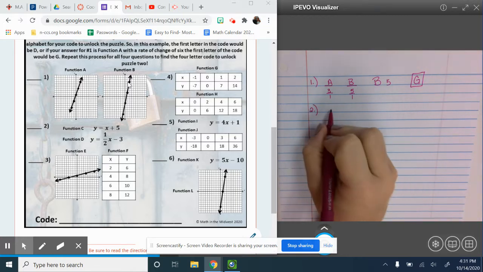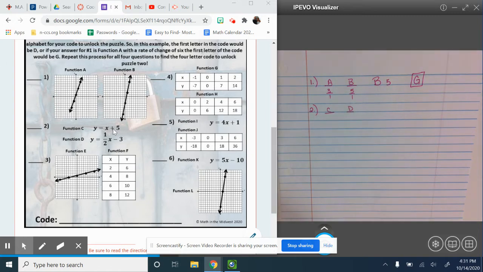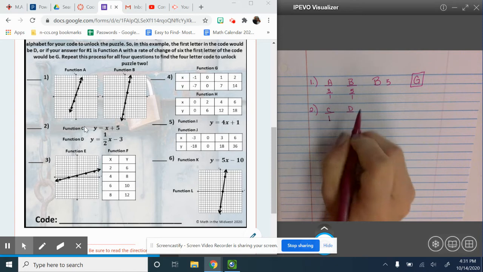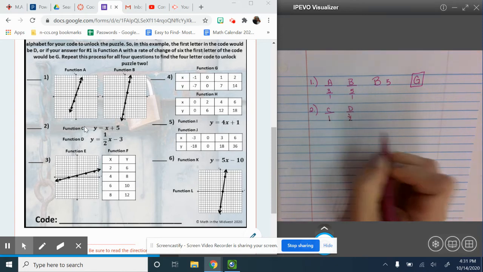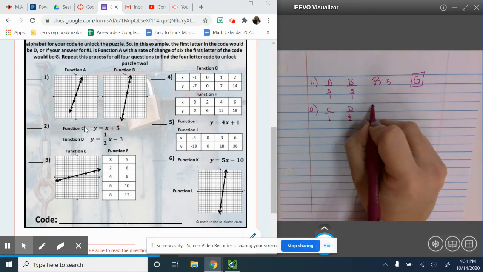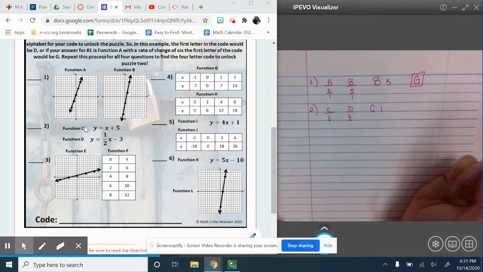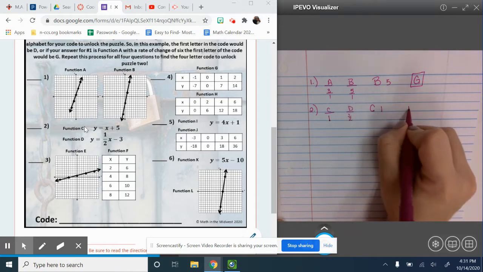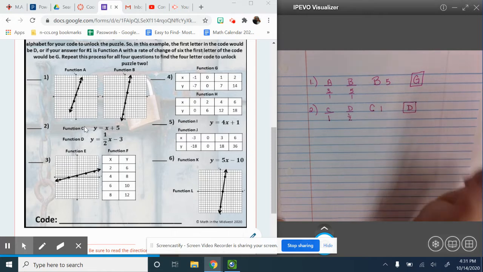Number 2, we have functions C and D. Remember, your rate of change is your slope, so it's whatever number comes in front of your x. Well, on C, there's no number there, so we know it's an imaginary 1. On D, we have 1/2. Well, which one is bigger? That is C. Its rate of change is a 1, so one letter past C would get us to D.